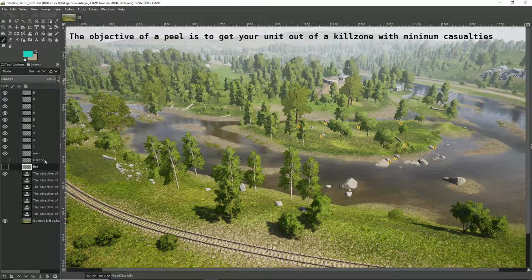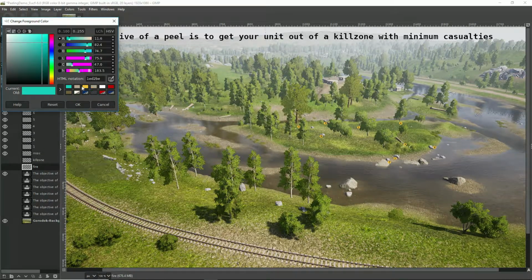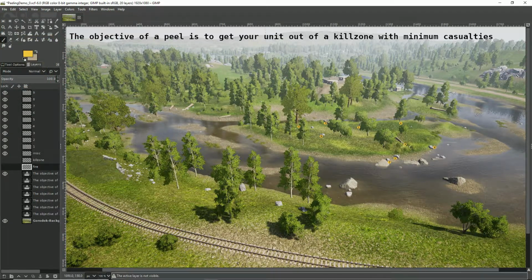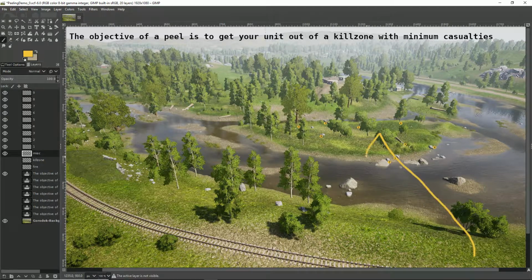So for this example here, pretend like we're in Gorodok. We're trying to get to this hill for whatever reason. We had just come up this way, and right about when we crest here, the enemy sees us, and all this whole way they just start opening fire on us. This is a situation where a peel is about the only way that you're going to realistically be able to recover your unit, in my opinion, of course.